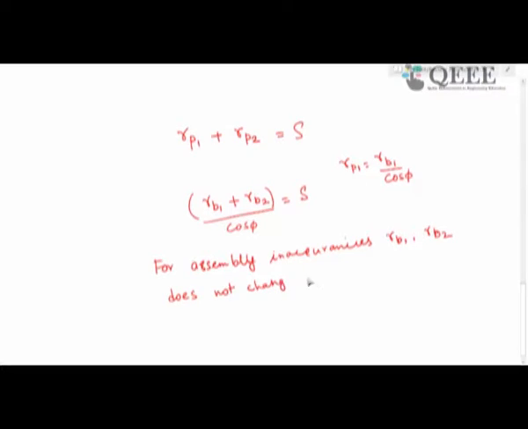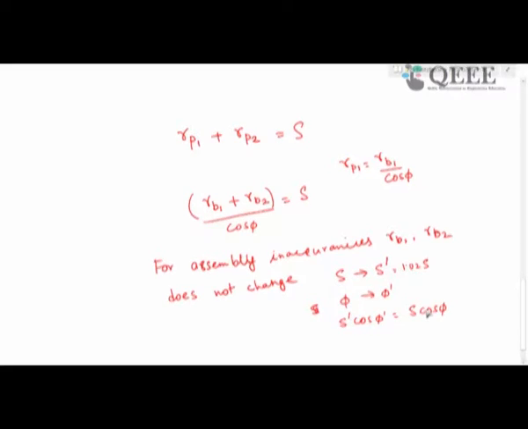What changes is S changes to some value, let us say S prime, which in this case is 1.02 times S. So, if RB1 and RB2 do not change, then RB1 plus RB2 also cannot change. Therefore, the only way this can happen is that phi also has to change to phi prime, such that S prime cosine of phi prime must be the same as S cosine of phi.